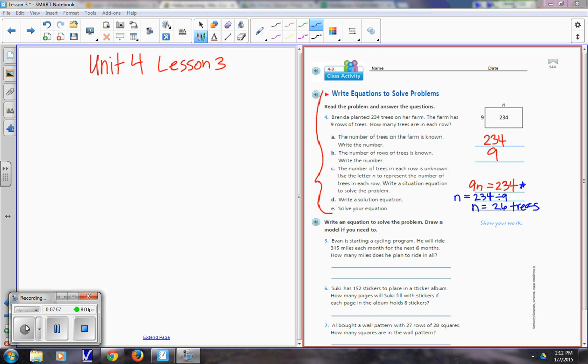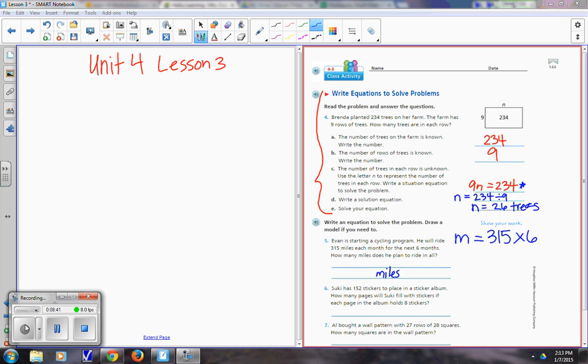Well, what do I want to find out? How many miles does he plan to ride in all? So miles equals 315 miles times 6 months. Well, in this case, our situation equation is almost exactly like our solution equation because that's the way it unfolded. So here you're going to multiply 315 times 6 and you'll get the miles in all. I'll let you do that multiplication because you need to practice it. So press pause and do that.